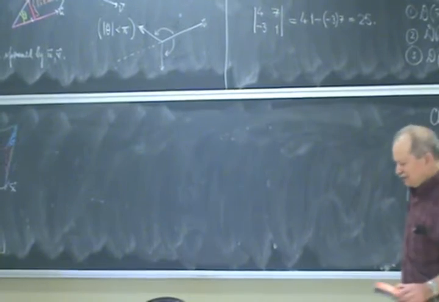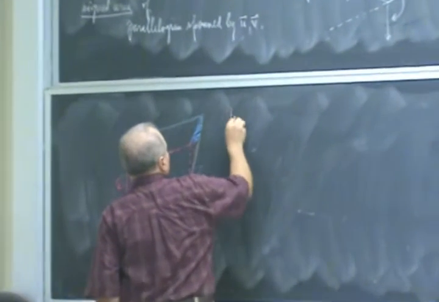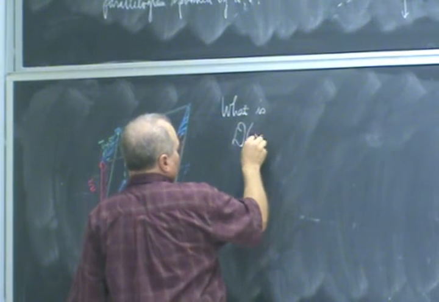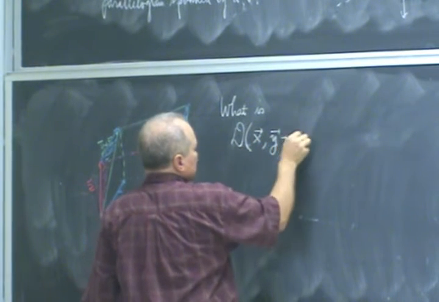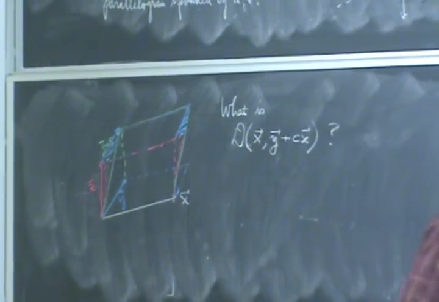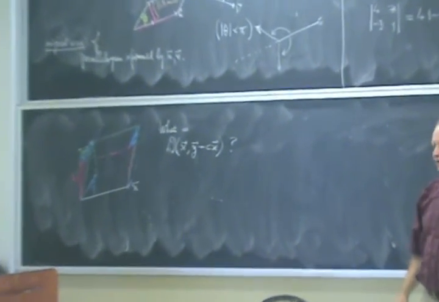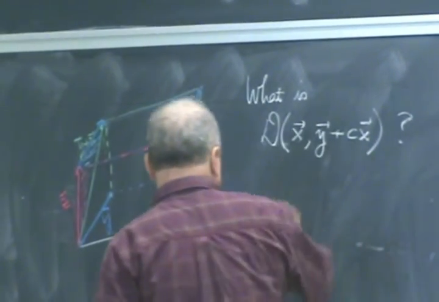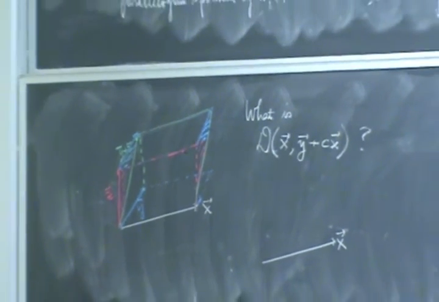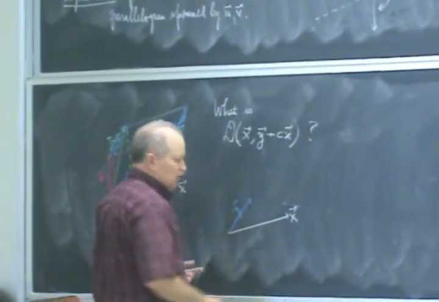All right. Here's a question for you. What happens if I take d of x, comma, y plus scalar times x? Scalar times x. Yes, scalar times x. So I'll draw you a picture of this one. x, y, and then I take y plus a scalar multiple of x. What does that do geometrically?